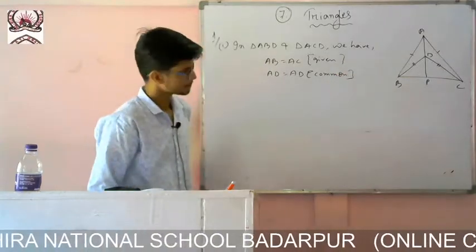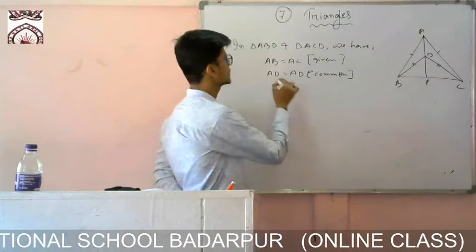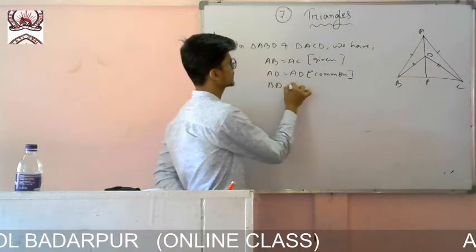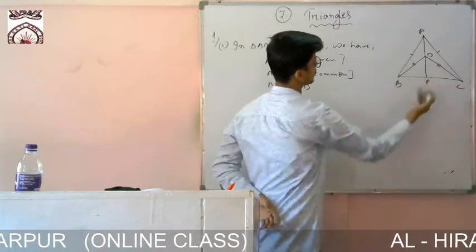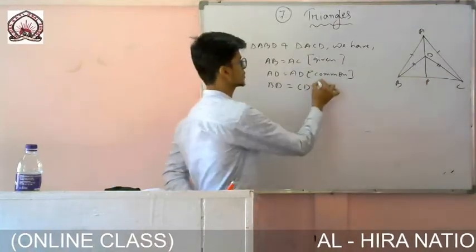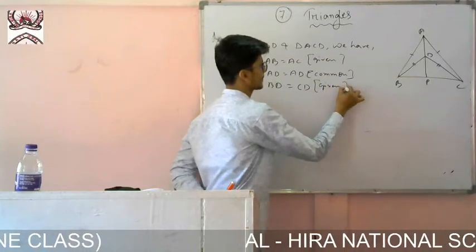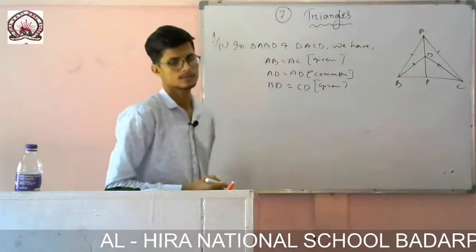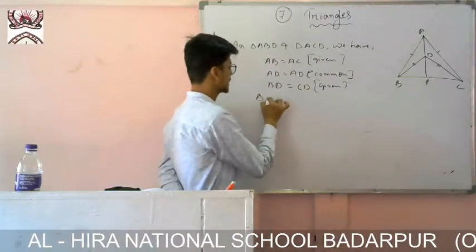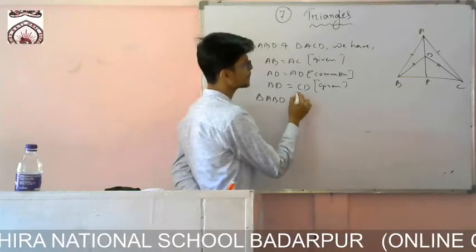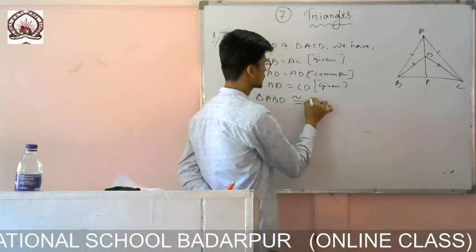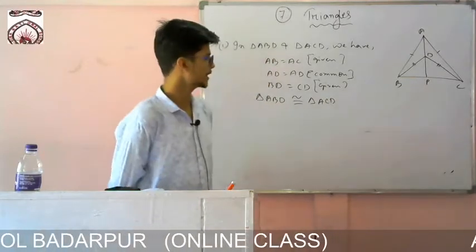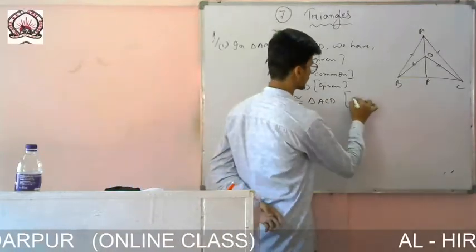And BD is equal to CD. These two are also equal, so it is also given. The first one we have proved very easily. Three sides are equal, that means these two triangles are congruent. So triangle ABD is congruent to triangle ACD, by the SSS postulate.